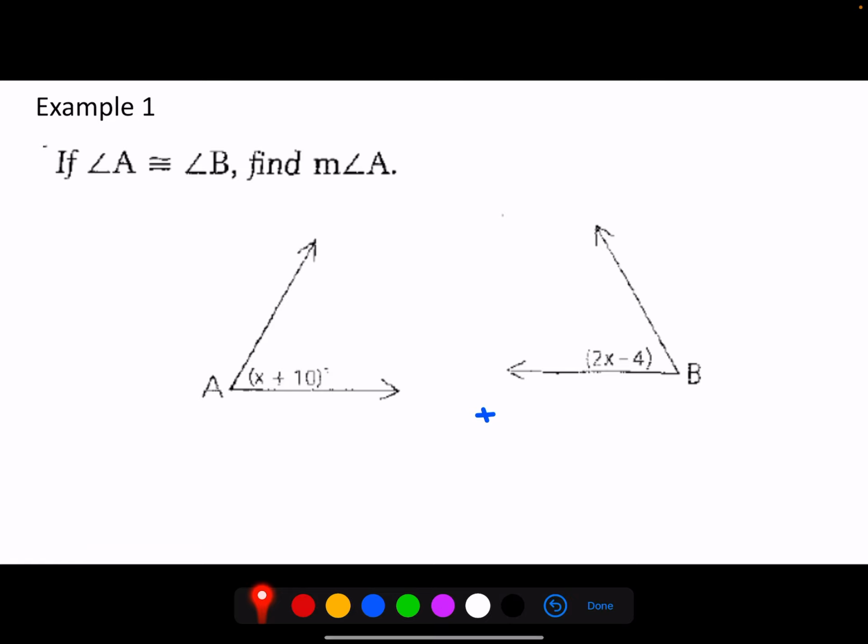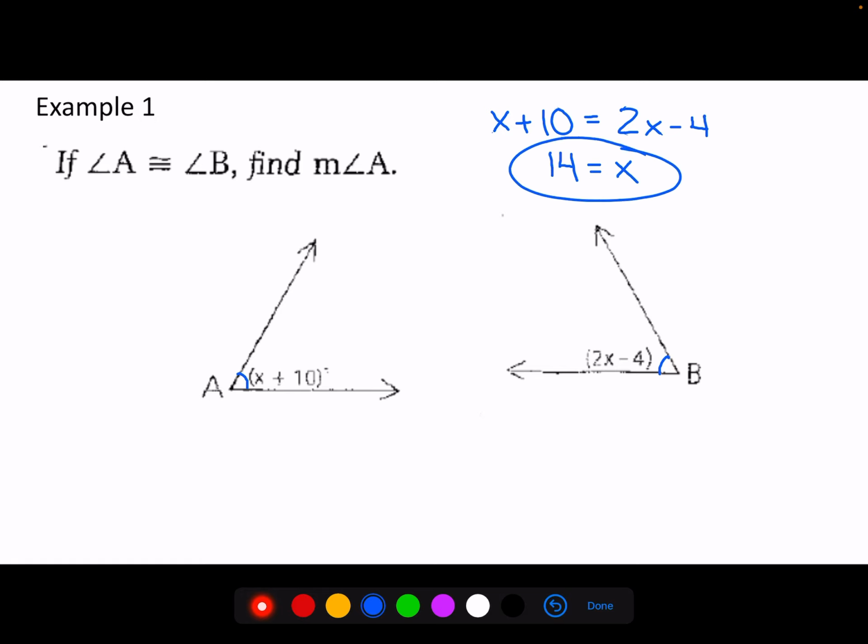So we already know that they're congruent. And I don't know why this plus sign's here. It doesn't need to be here. It just got dragged in. So they're congruent to each other, which means that I can set them equal to each other. So I have x plus 10 equals 2x minus 4. If I solve for x, I get 14 equals x. So that's what x is equal to.